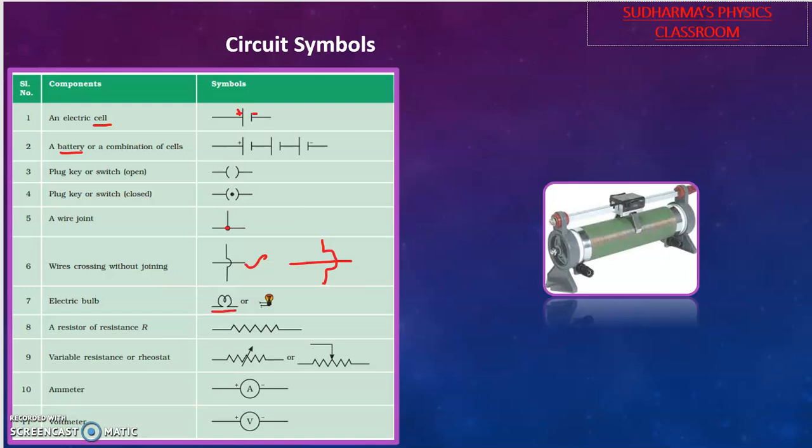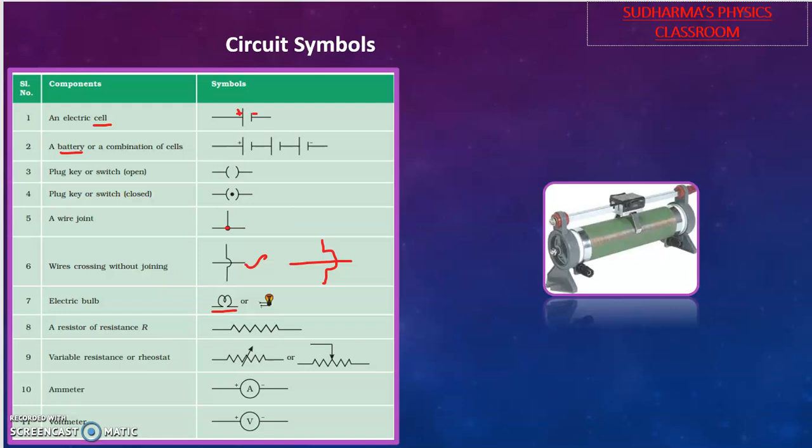And next is the electric bulb. For the bulb, we can use this symbol. And a resistor, R. I'll be explaining the resistor in detail when we start with Ohm's law. Resistance means it is an obstruction in the path of current. It will stop it, or it will control the amount of current flowing through the circuit.